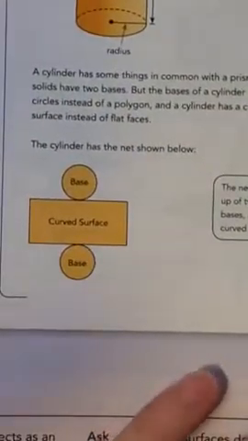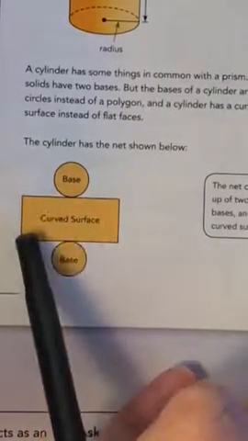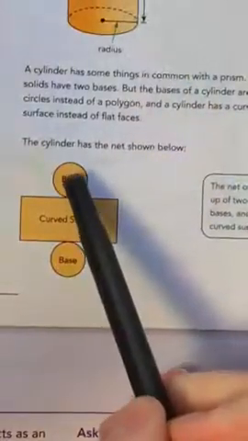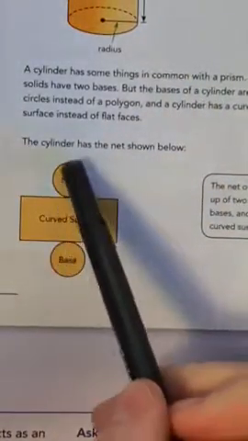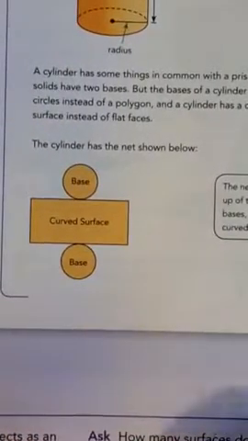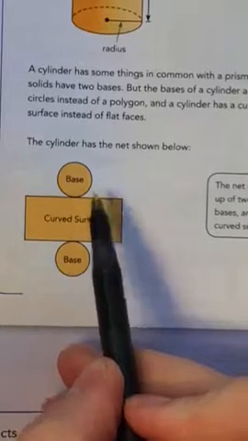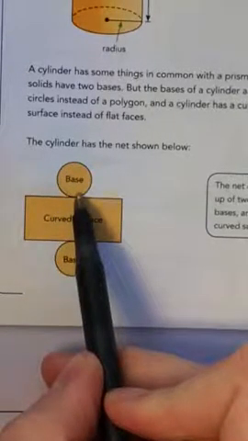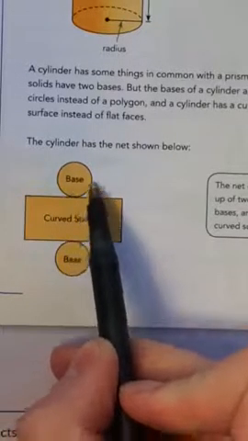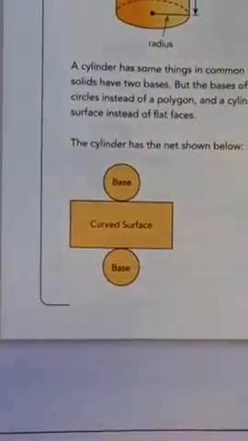Now remember we talked about the net yesterday, so that's if I unrolled it and flattened it out. So the curved surface would be the rectangular part, or the parts all the way around the cylinder. And then the tops that are circles and the bottom that is a circle, right? So that's what it would look like. Now notice that the distance here would be the distance around the circle, right? Or the circumference, okay? So this base length actually equals the length around the circle, okay? The circumference.